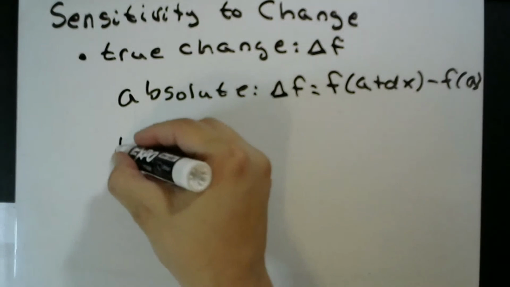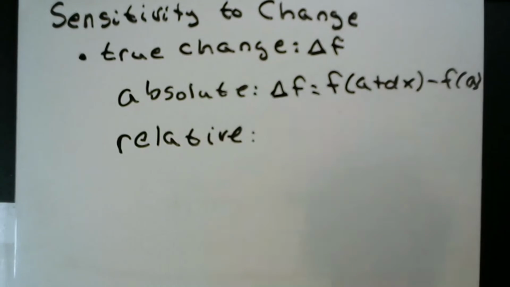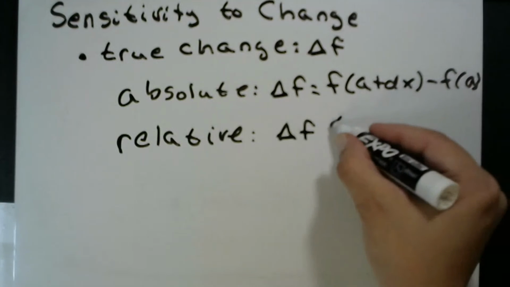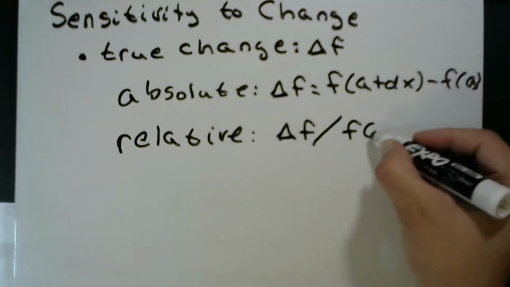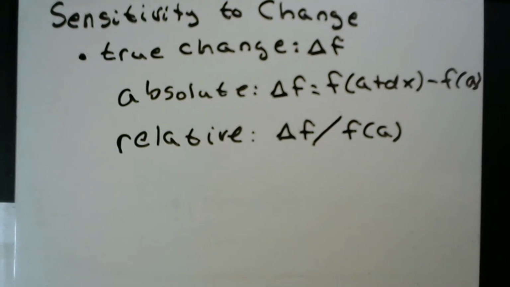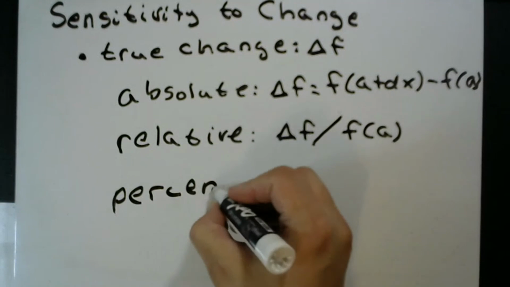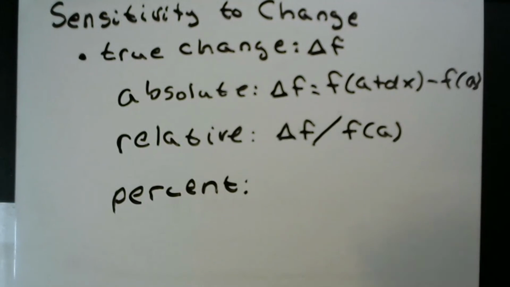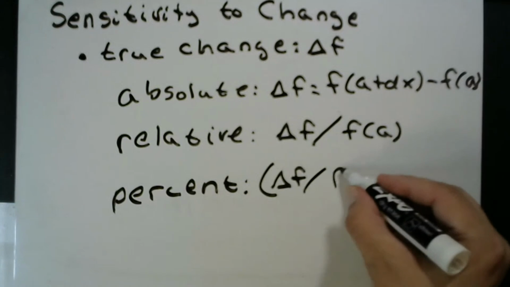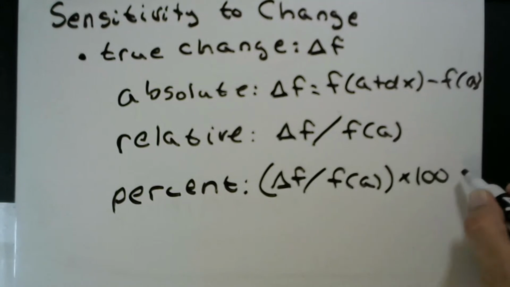Now, another way of looking at this is relative. So how big is delta F? How much change are we looking at? Well, we'll compare delta F, make a ratio of delta F over F of A. And then we can do a little more work on this. We can do a percent. We take this ratio, we multiply by 100%.